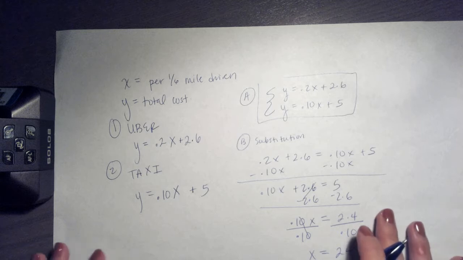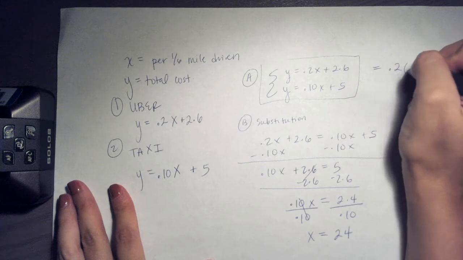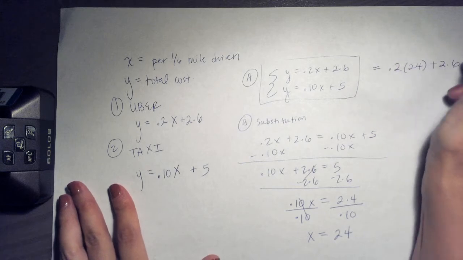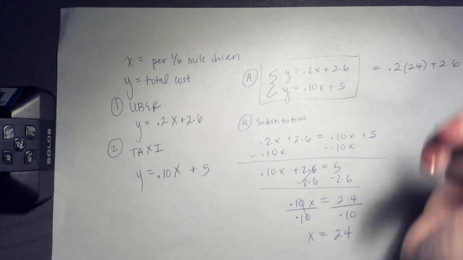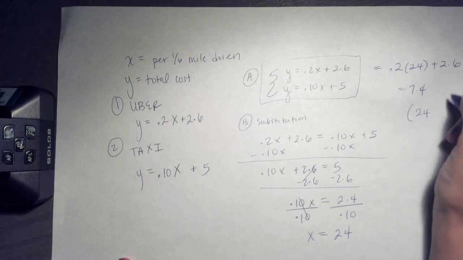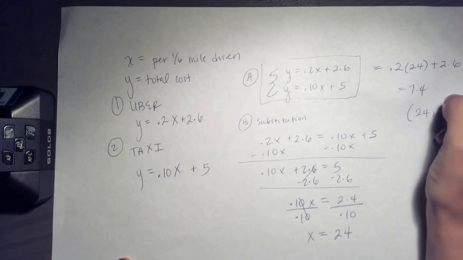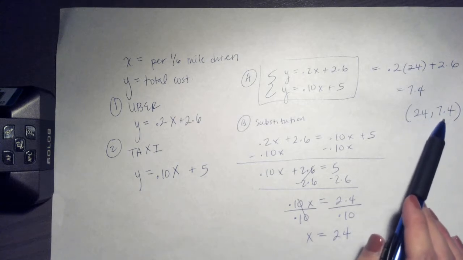Now I need to figure out what my y is. Does it matter which one I plug it into? Nope. So I'm just going to plug it into the first one. 0.2 times 24 plus 2.6. I'm going to plug that straight into my calculator. 0.2 times 24. And then add 2.6. So I get 7.4. So my solution set is x is 24, y is 7.4. So this is the x and this is the y where they're the same, right?